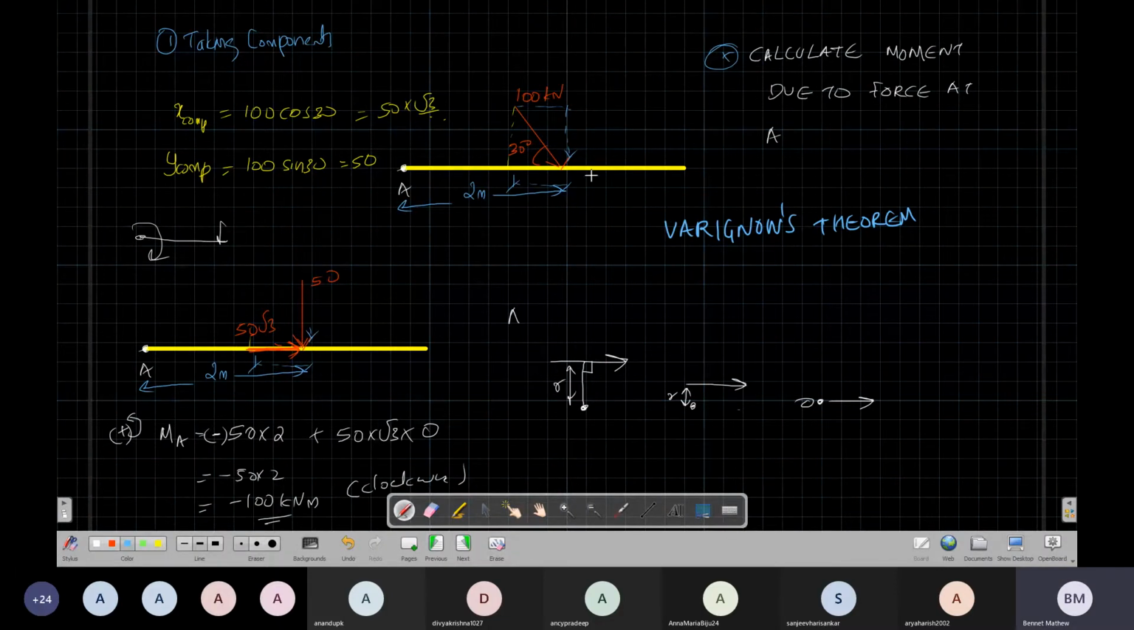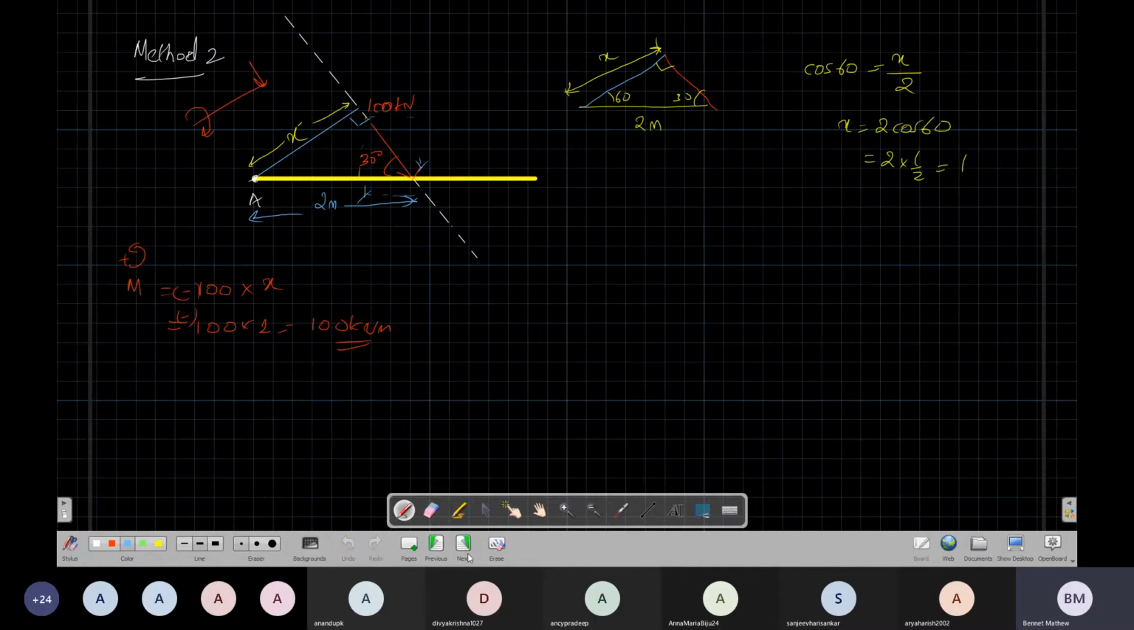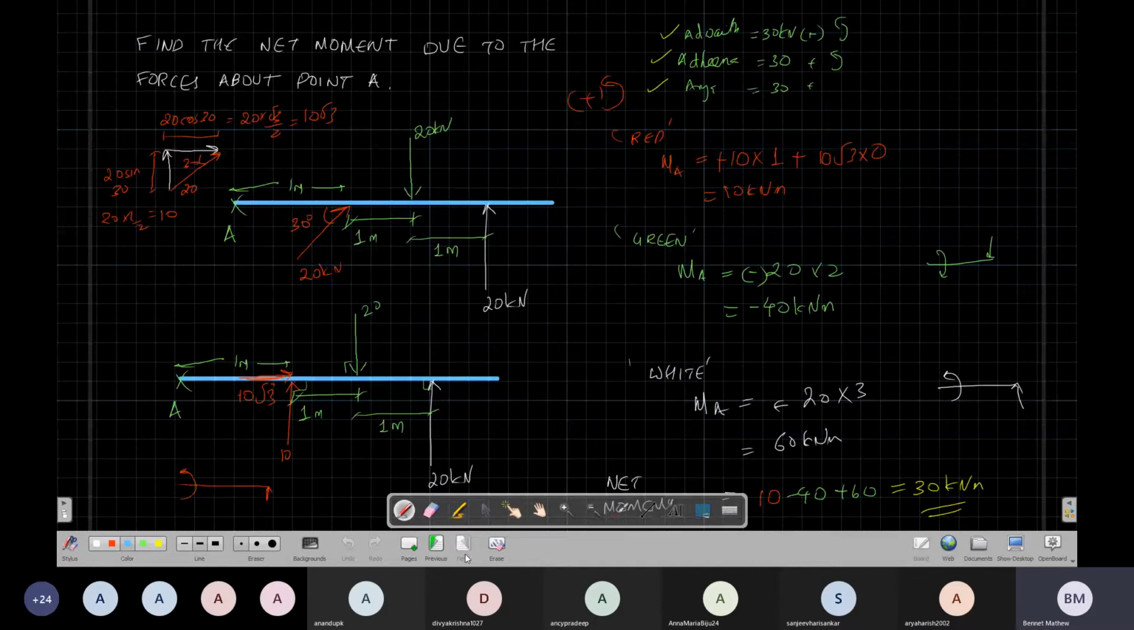Varignon's theorem says that the moment due to a force is the same as the moment due to the components of the force. Okay, that's Varignon's theorem. I did not mention this earlier because sometimes in the exam they ask for it by name. So we have studied that. The only thing is I just want you to know that this is that. Okay. So we have identified problems.